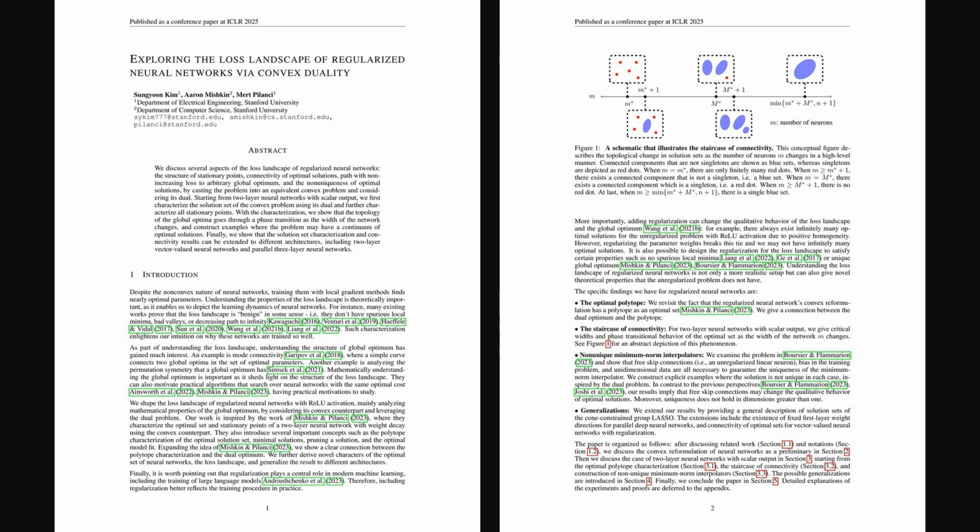We're diving into an interesting ICLR conference paper today, published just over 3 months ago on January 22nd, titled Exploring the Loss Landscape of Regularized Neural Networks via Convex Duality. This paper essentially uses convex duality, a neat mathematical tool, to better understand why training certain neural networks, especially regularized ones with ReLU activations, actually works despite their complexity.